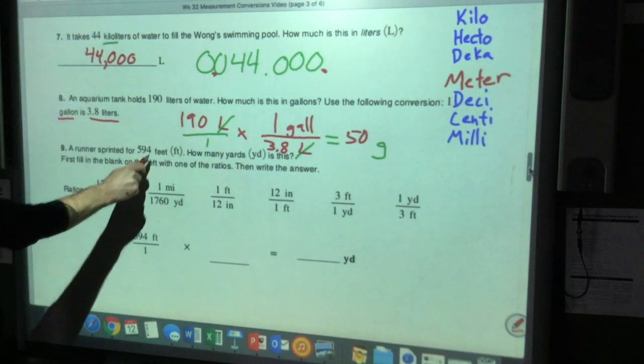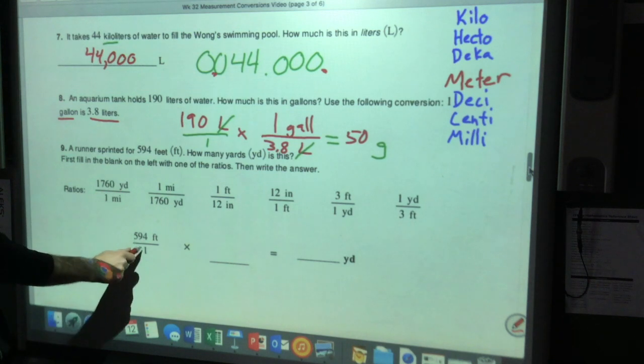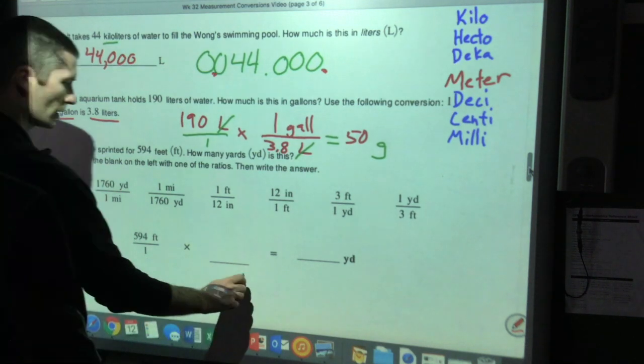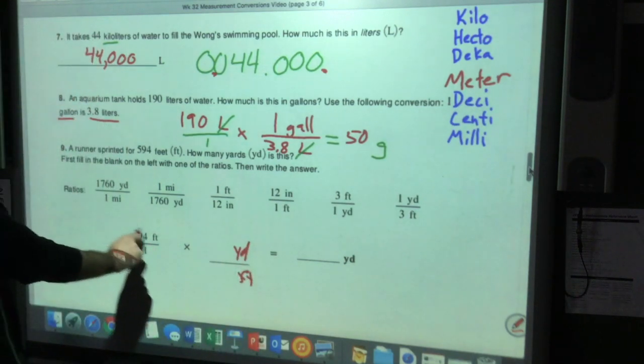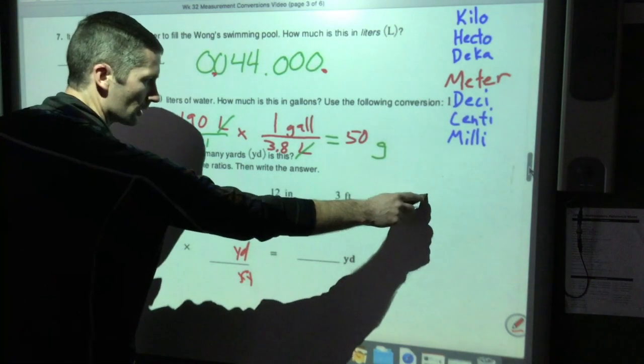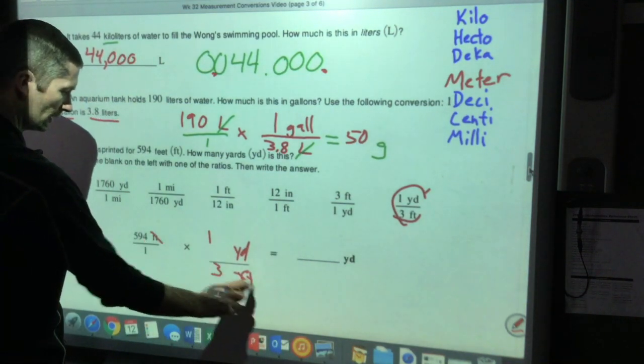Okay, our runner sprinted 594 feet. How many yards is this? 594 feet over 1. I want to change that to yards. So I'm going to use the ratio I find here. 1 yard is 3 feet. I can cross out feet.